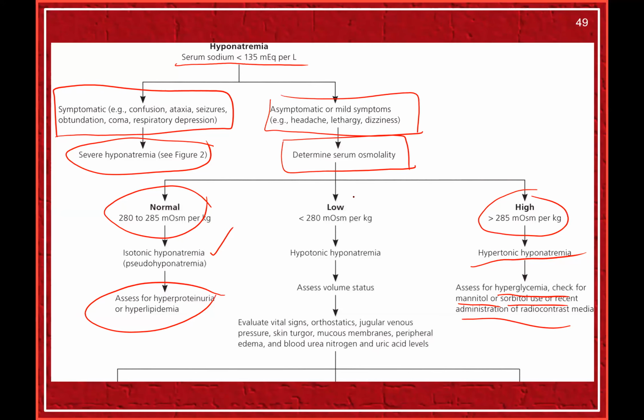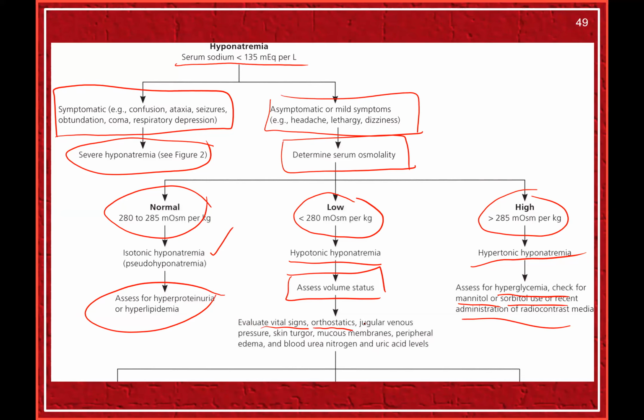Now, if hypotonic hyponatremia is there, that means the osmolality is less than 280 milliosmoles per kilogram, then we are dealing with hyponatremia with hypotonicity. The immediate question will be, is it hypervolemic, hypovolemic, or normovolemic? That means we have to do a thorough clinical examination to know the volume status. How do I know the volume status? I have told you earlier, vital signs are very important.